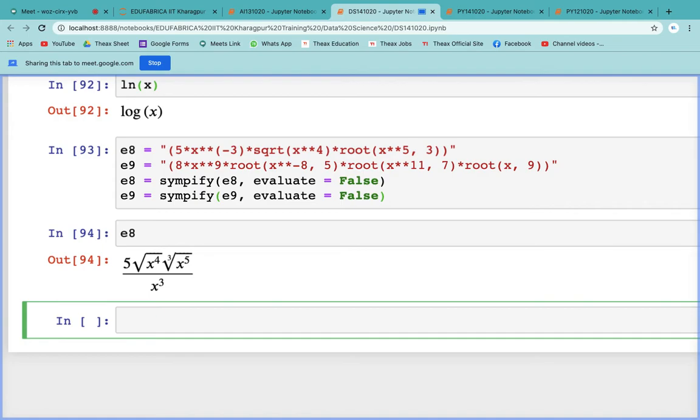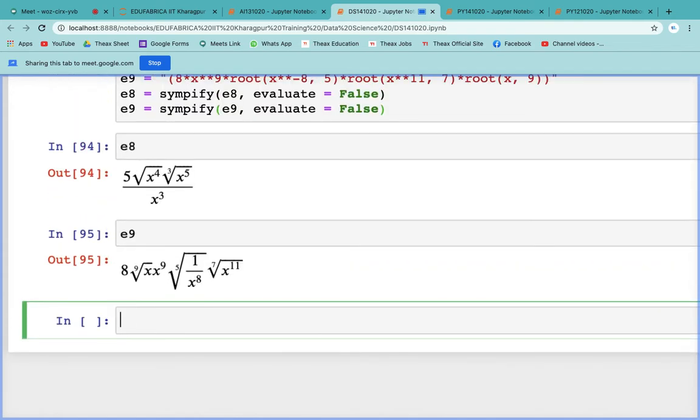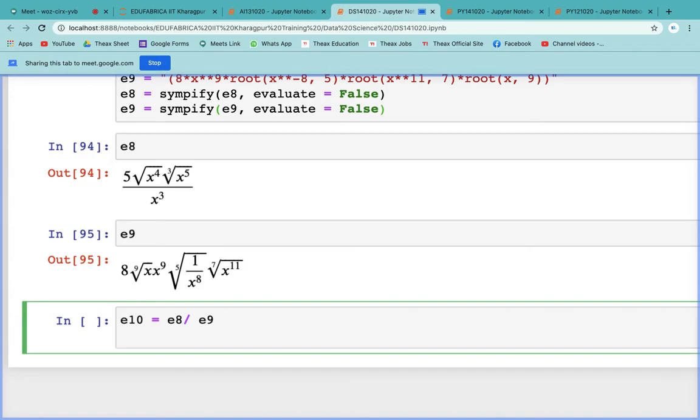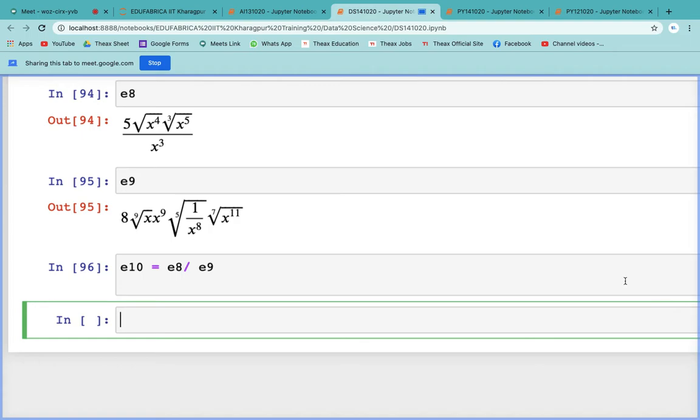So E8 and E9, how do they look? E8 is the fifth root of x to the fourth, square root basically, and cube root of x to the power 5 divided by x cubed, right? What is E9? This is 8 multiplied by the 9th root of x, multiplied by x to the power of 9, multiplied by the 5th root of 1 by x to the power of 8, multiplied by the 7th root of x to the power of 11. Alright. Now I'm writing equation 10, and this is E8 upon E9.